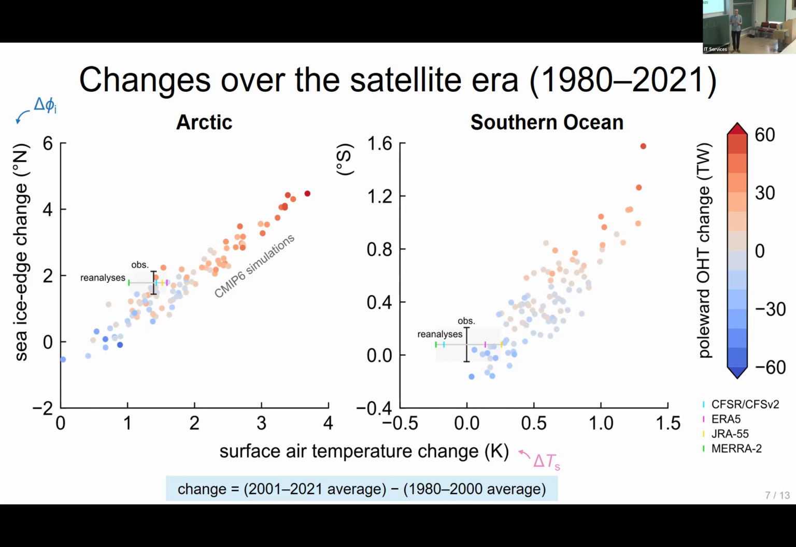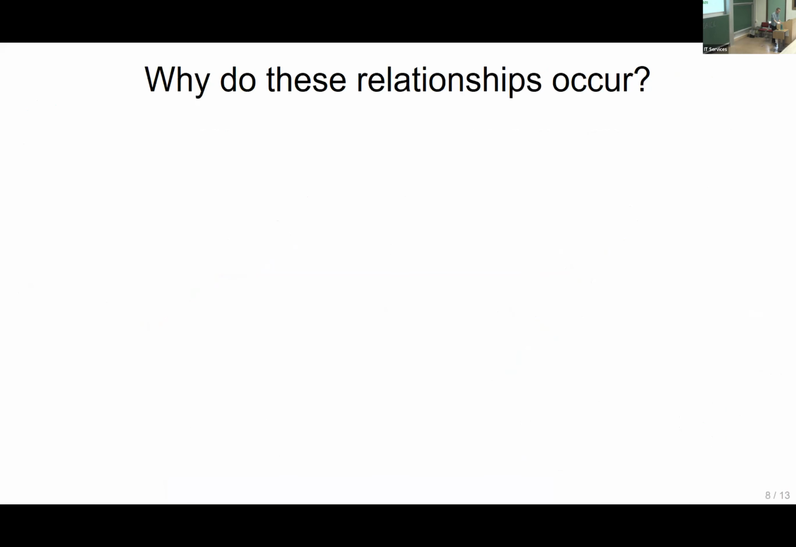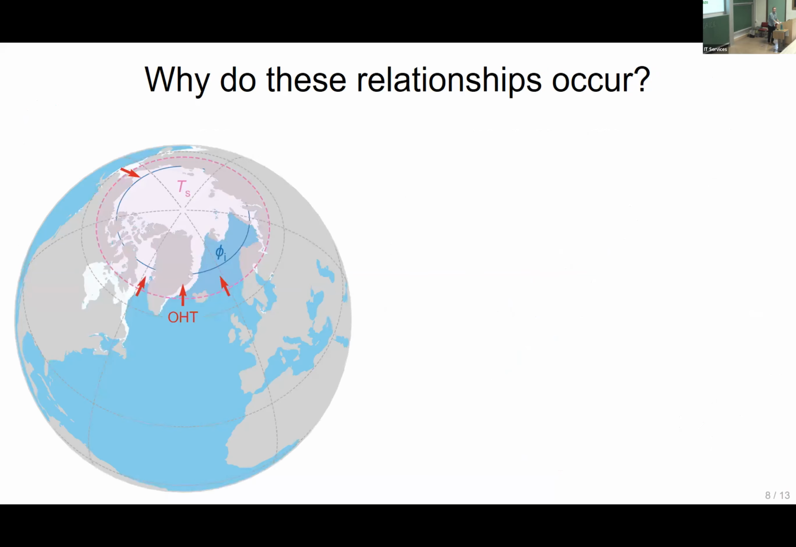But what we don't have any explanation for is why we have this strong correlation of these three variables. So that's what we're going to do now. Why do these relationships occur? If we come back to our simple schematic and think about what we've plotted here, if we extend this diagram a little bit more, then we can create some tools to explain the relationship between these quantities.